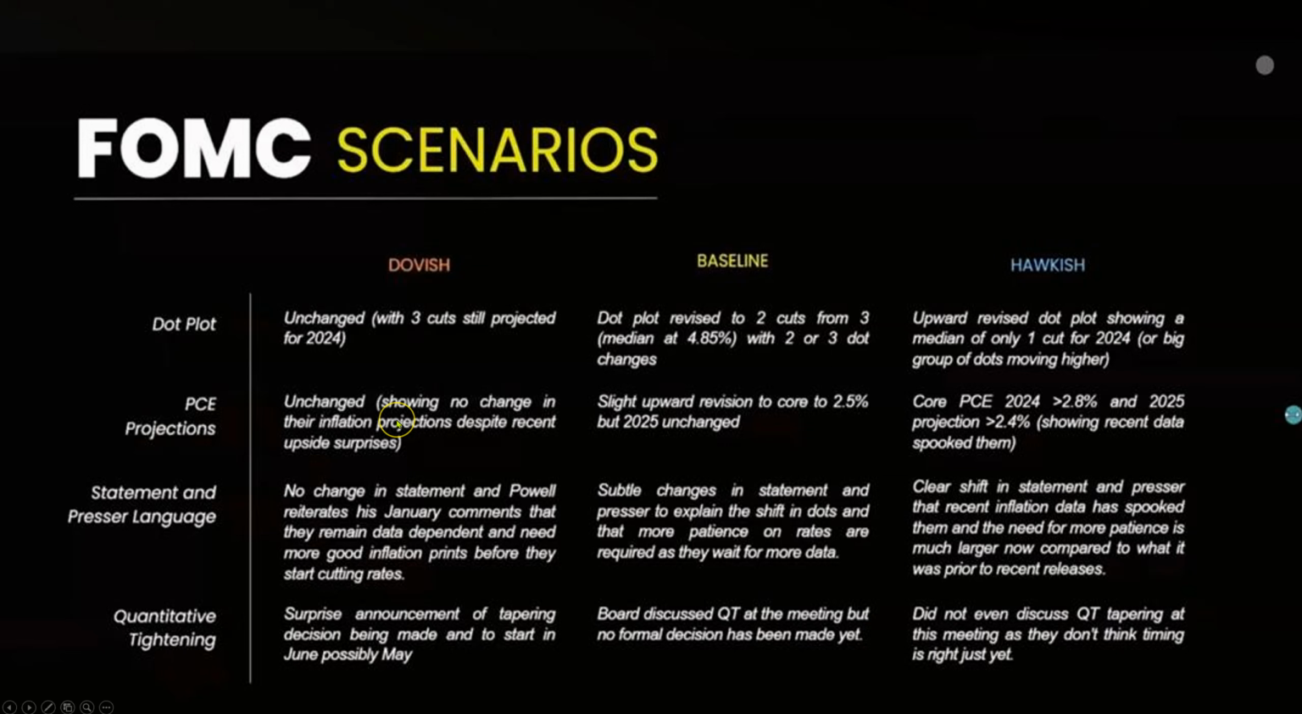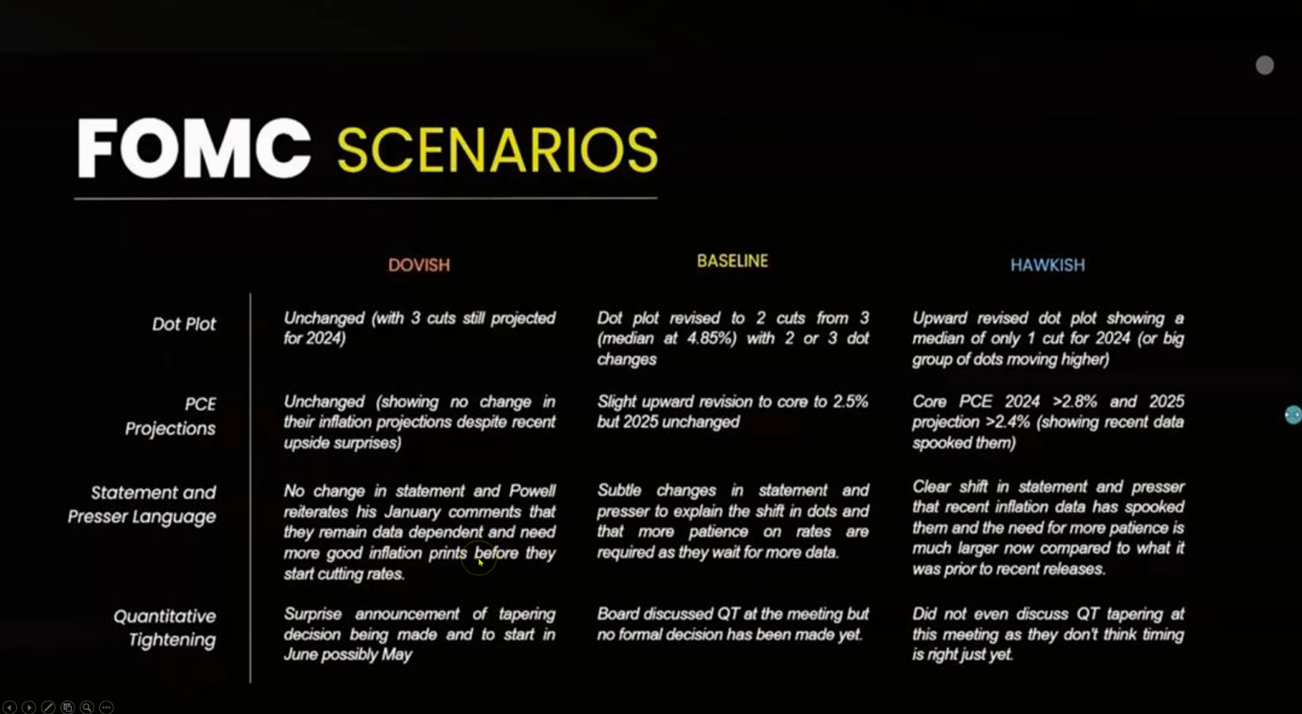And also for the PCE and the inflation data, we're hoping that there will be a slight upward revision. Now, this was the market expectation. There will be a slight upward revision. And also for the statement and language, markets were expecting just subtle changes in the statement and also the press conference explaining the shifts in the dots, and that they are more patient and want to see more data to actually know where they stand.